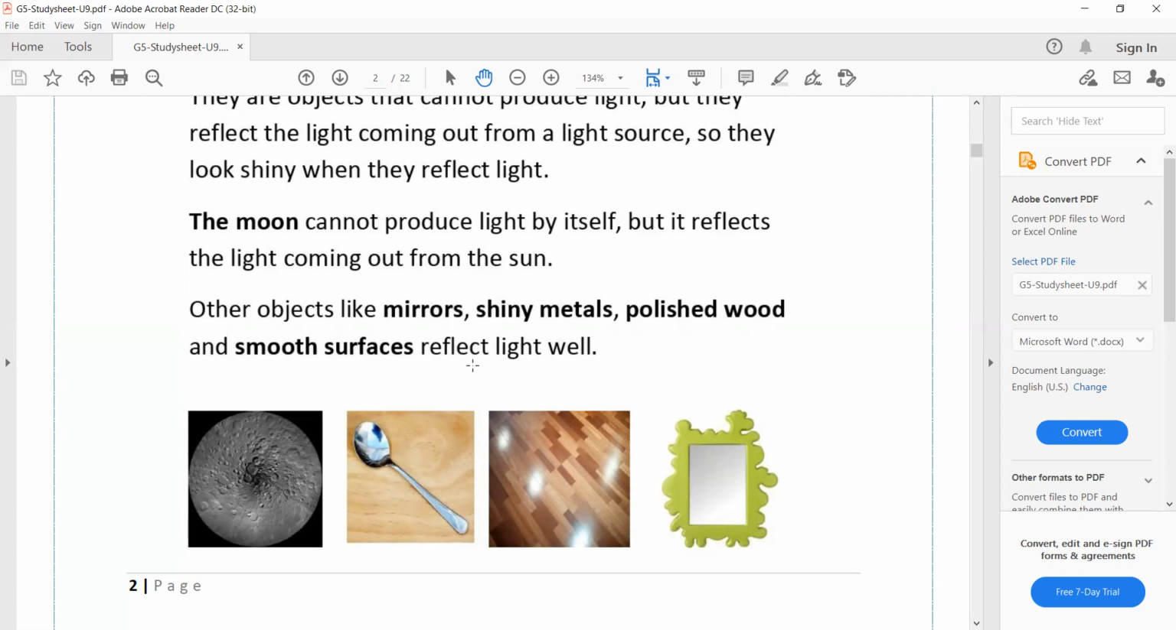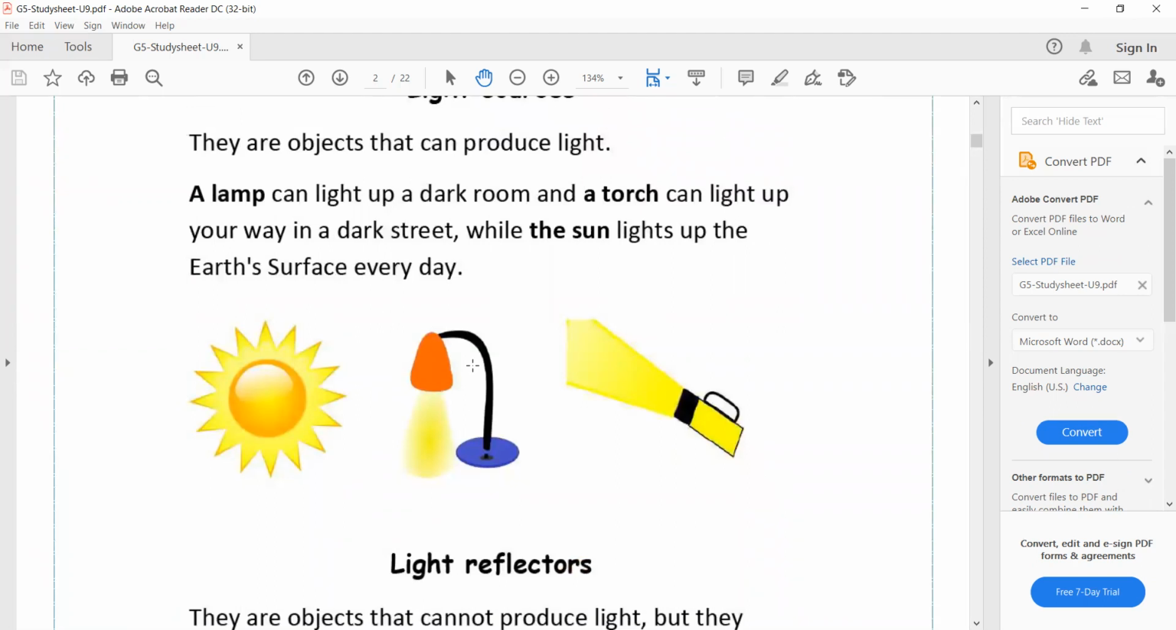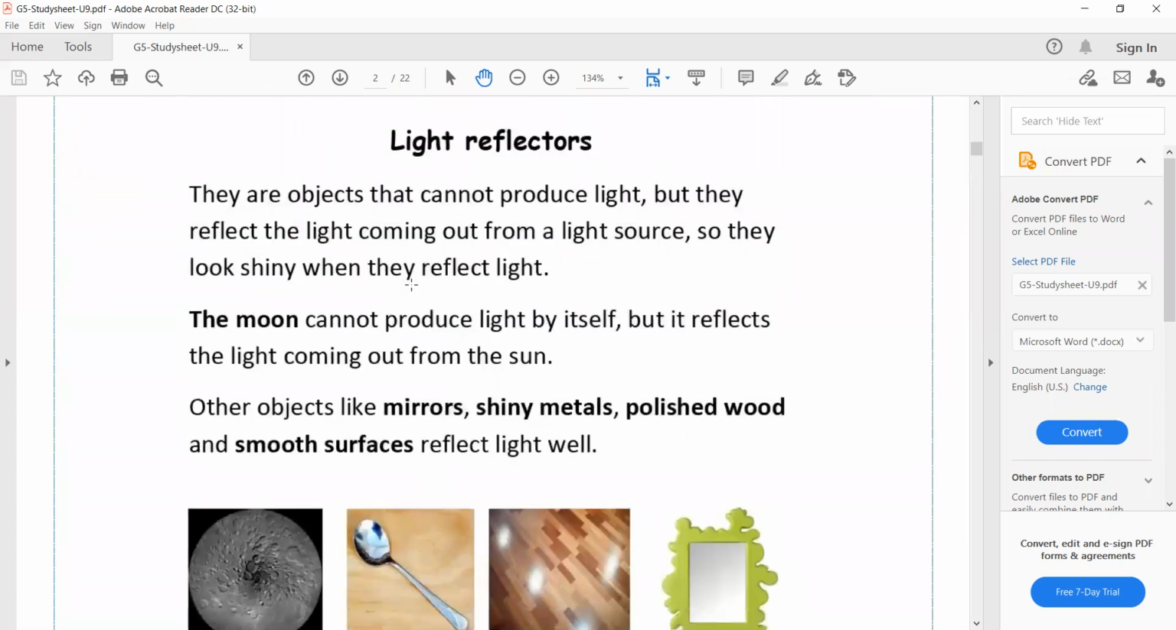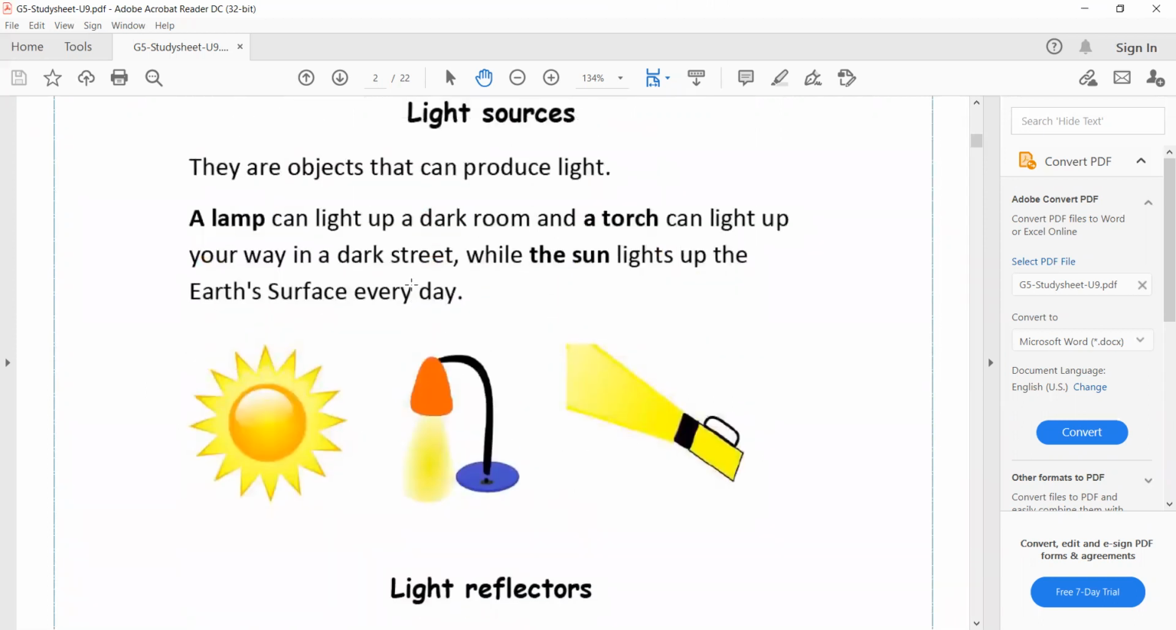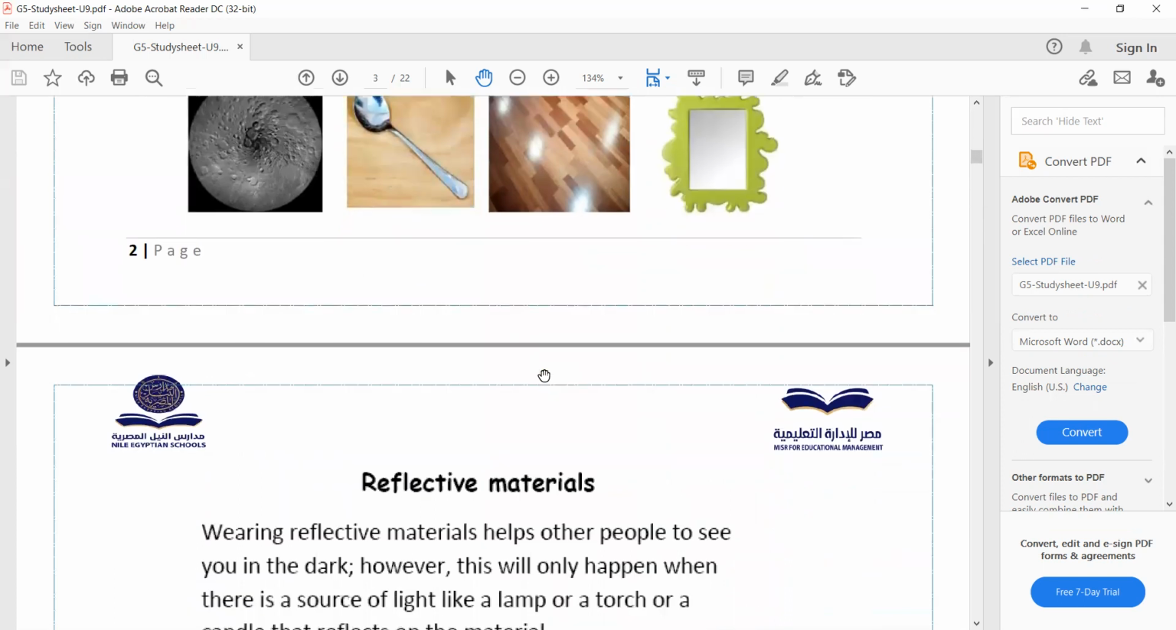Other light reflectors reflect the light, but not very well. So they appear dull. Light sources, if the object produces a large amount of light, we call it bright, or dim. Light reflectors, if the object reflects the light very well, we call it shiny. If the object reflects the light but not very well, we call it dull. So, bright and dim come with the light sources. Shiny and dull, these words describe the light reflectors.